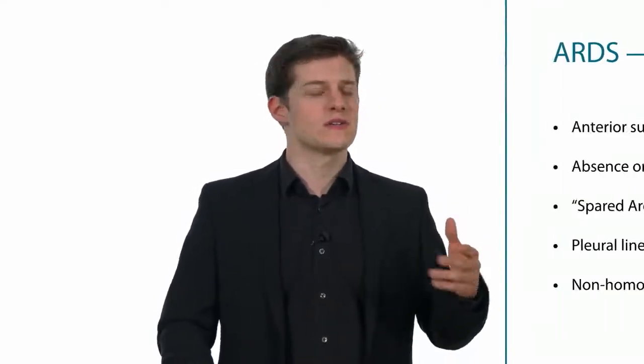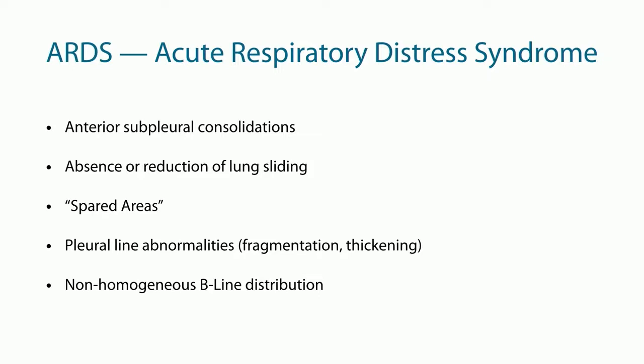To summarize what we can see on lung ultrasound in ARDS, we see anterior subpleural consolidations. There can be various all over the lungs. We see an absence or a reduction in lung sliding. We see sometimes spared areas. So we have on the one side white areas resembling B lines or a confluence of B lines. And on the other side we see normal or normal aerated lung. And we see a fragmentation and thickening of the pleura and this diffuse distribution of B lines all over the lung.